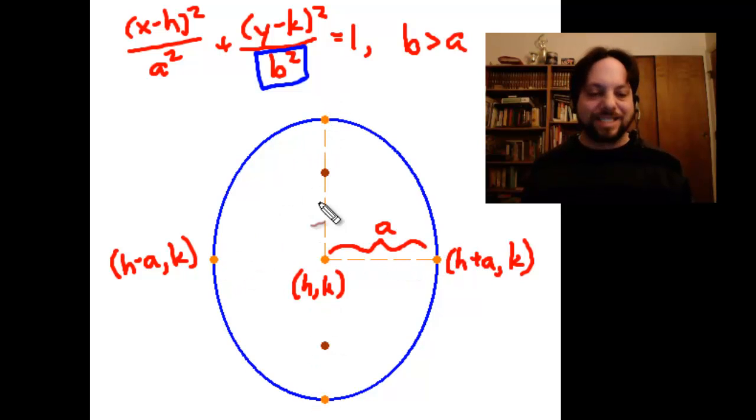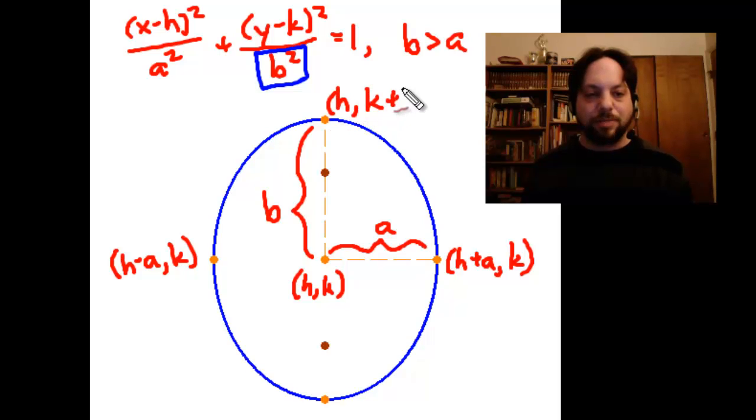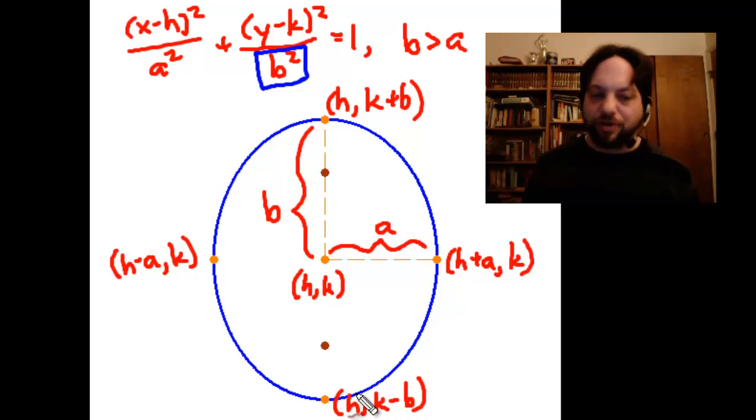Our major axis vertices this time around, again, just like before, this is going to be b. So we'll have h, comma k plus b, and down at the bottom we'll have h, comma k minus b. All of this should be very familiar. Nothing there has changed. However, now it's time for perhaps the things that do change.